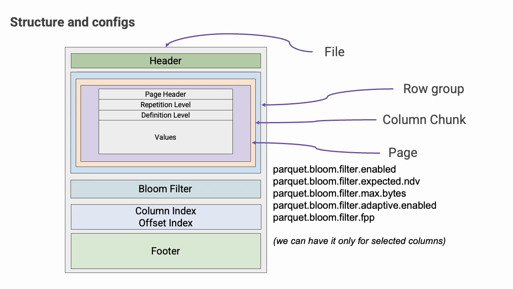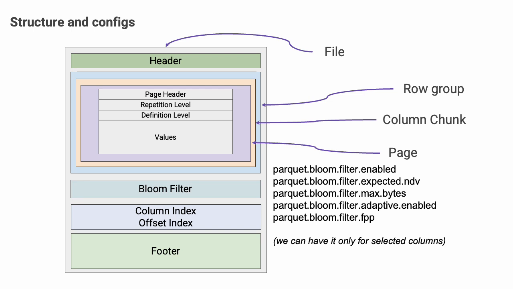And then there is a column index and offset index as well, which is stored near the footer. What the column index does is, for every page, it stores statistics like the min, max, and count. So you have statistics not only at the row group level, but also at the page level.